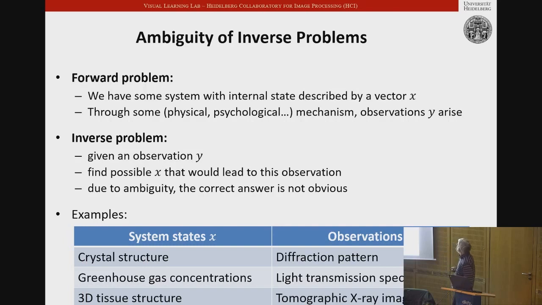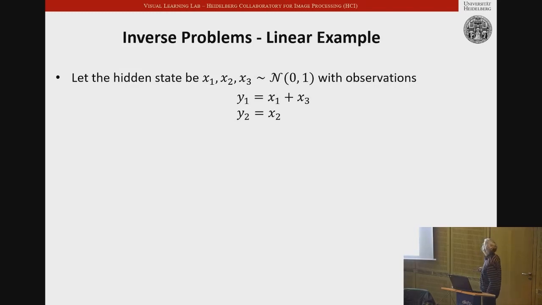First, to simplify for explanation, here's a very simple version of the inverse problem. Say x1, x2, x3 are the hidden state that we would like to know, and they are all sampled from a standard normal. The observations arise by these linear equations: y1 is x1 plus x3, and y2 is equal to x2. So we can reconstruct x2 from the observations, but we cannot reconstruct x1.